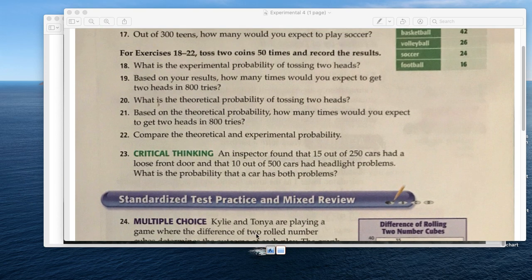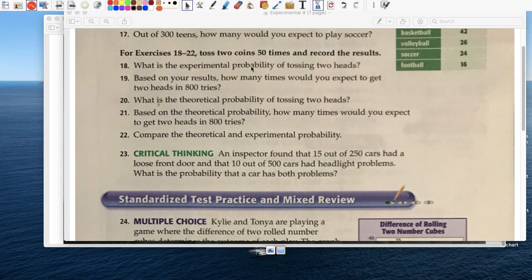Number 23: an inspector found that 15 out of 250 cars had a loose front door and 10 out of 500 cars had headlight problems. What's the probability that a car has both problems? Well, what's the probability that a car has a loose front door? 15 out of 250. The chance that a car has a front door problem is 15 out of 250. And then headlight problems. What's the probability that the car has a headlight problem? It would be 10 out of 500.